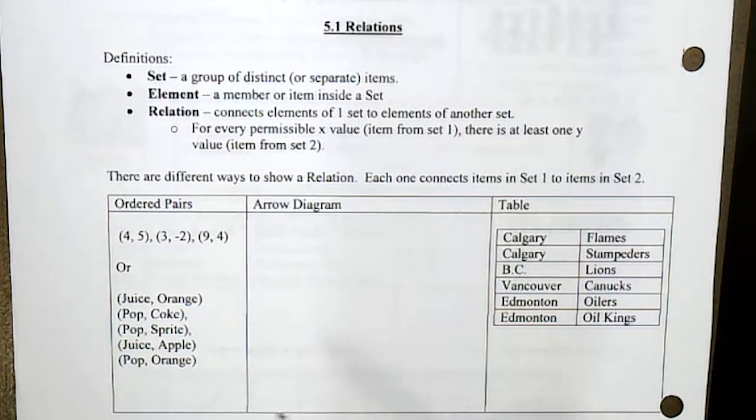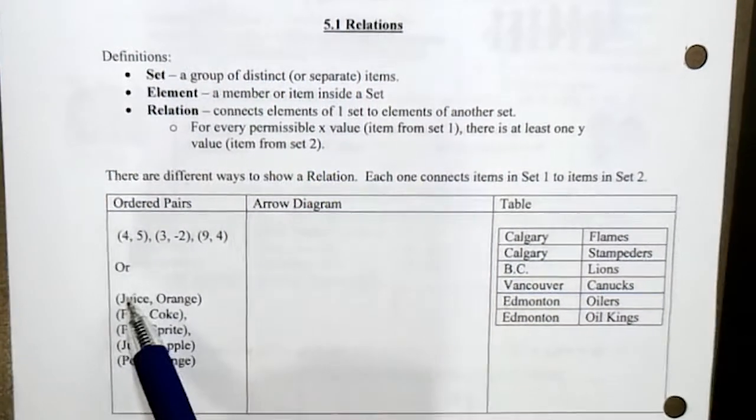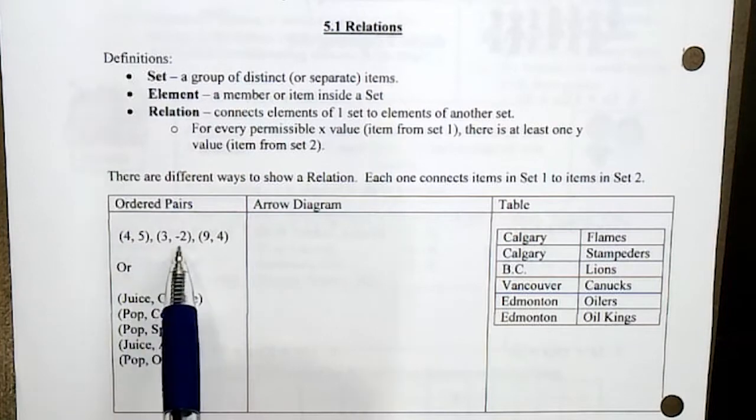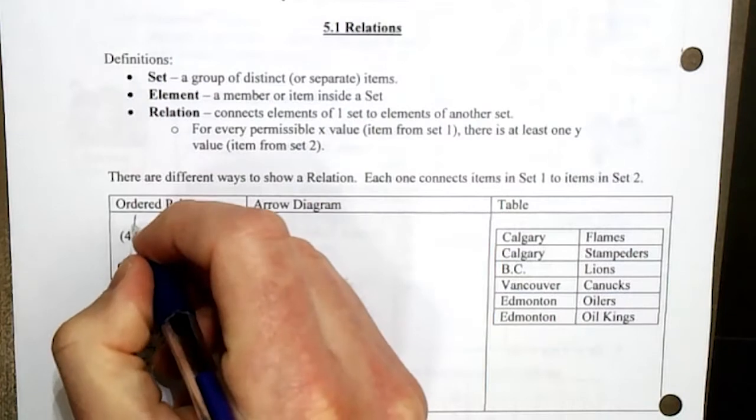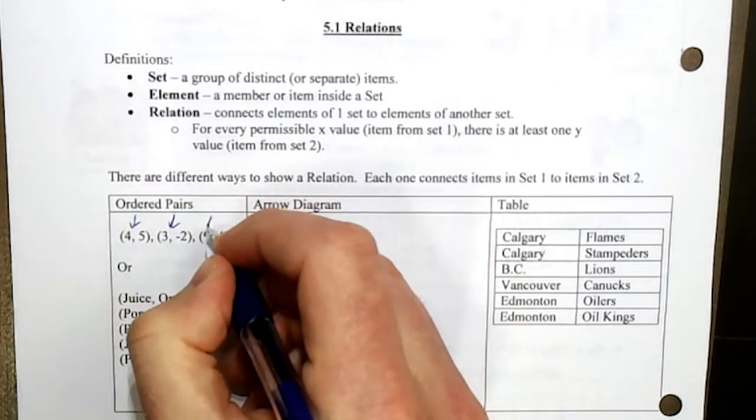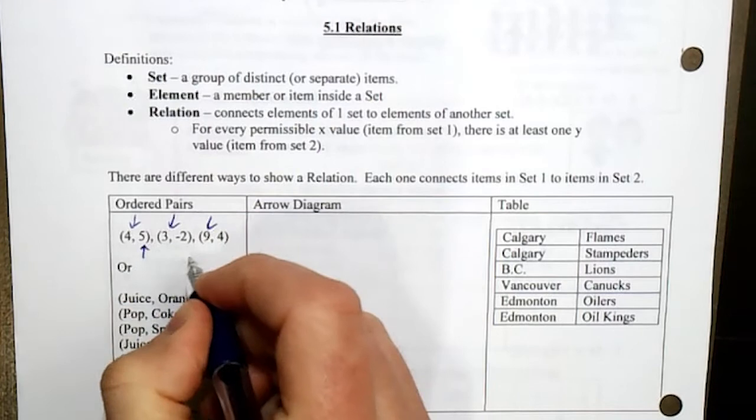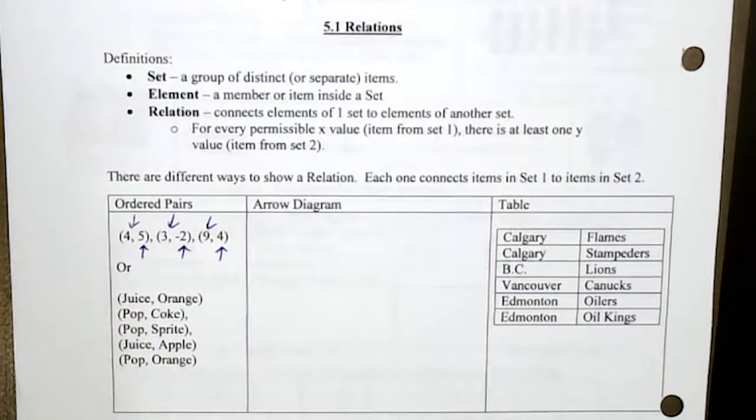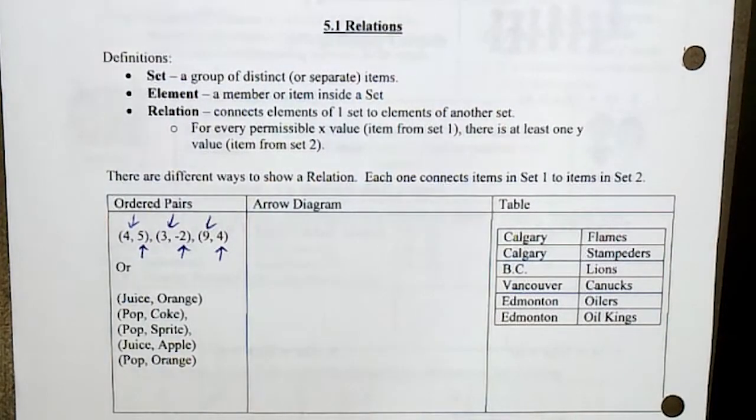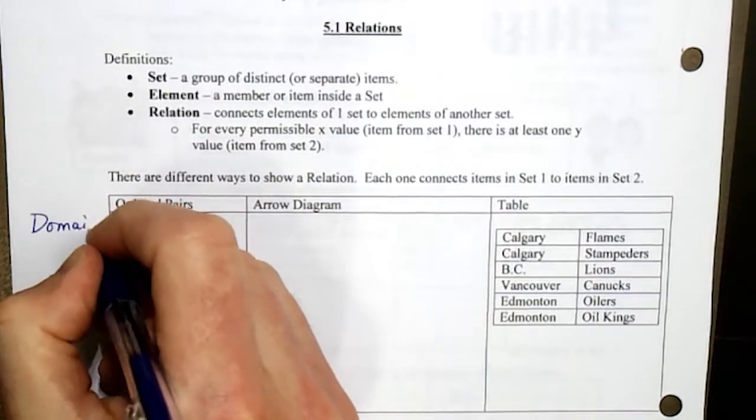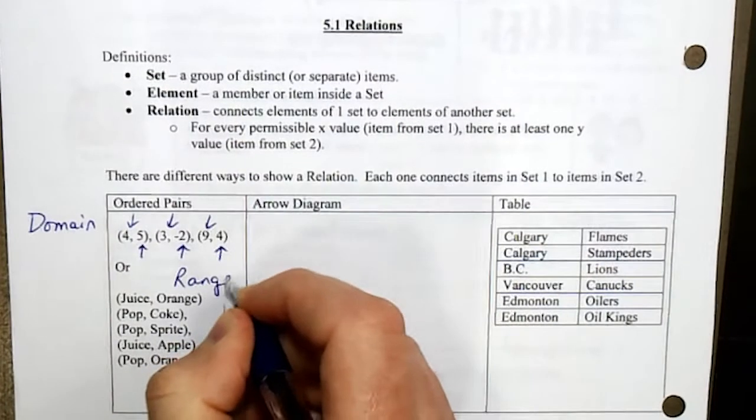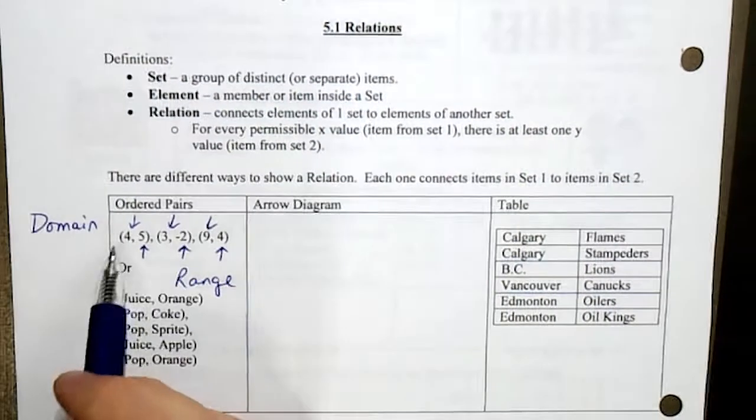So some examples, and we have different ways that we can display a relation. So the first way is an ordered pair. Notice that we have (4, 5), (3, -2), (9, 4). Now set one is always the first item in the ordered pair. Set two is the second item. So we always have a connection between the first item, first set, and the second set. And we actually have names for these. Domain is the first set in all of them. And range is the second set. And so we have connections between them.